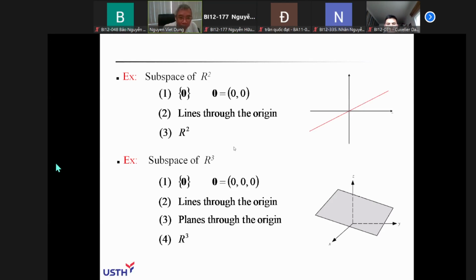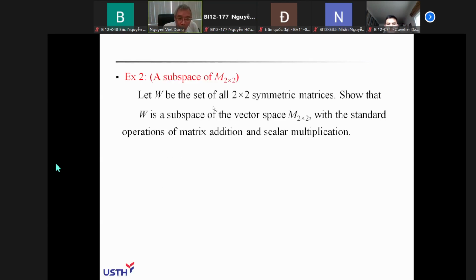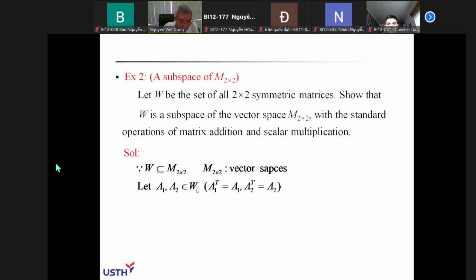Let me continue. Now, I consider the set W of all symmetric matrices. That is a subset of the vector space M2 by 2, which means the vector space consisting of all square matrices of order 2. And now we need to show that W is a subspace of M2 by 2. How can we do it? First of all, M2 by 2 is already a vector space. Now we take A1 and A2 inside W, which means that both A1 and A2 are symmetric.